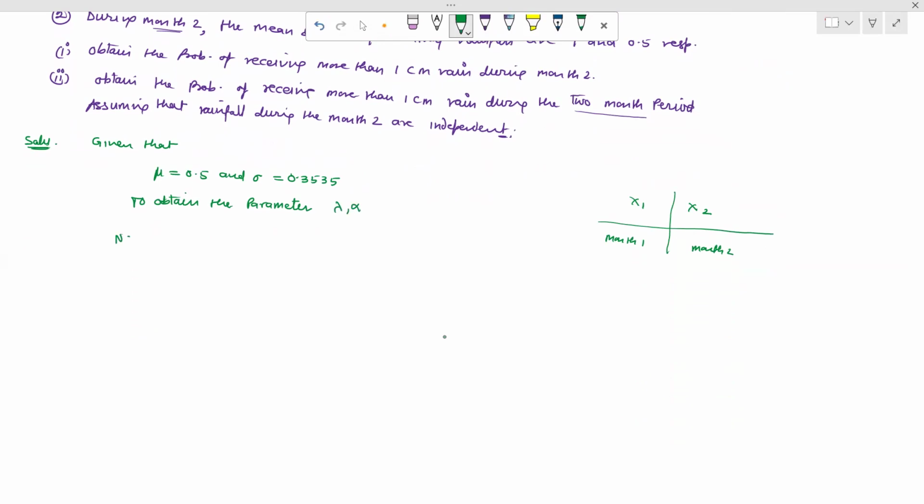So now we have the mean mu, or expectation of x.